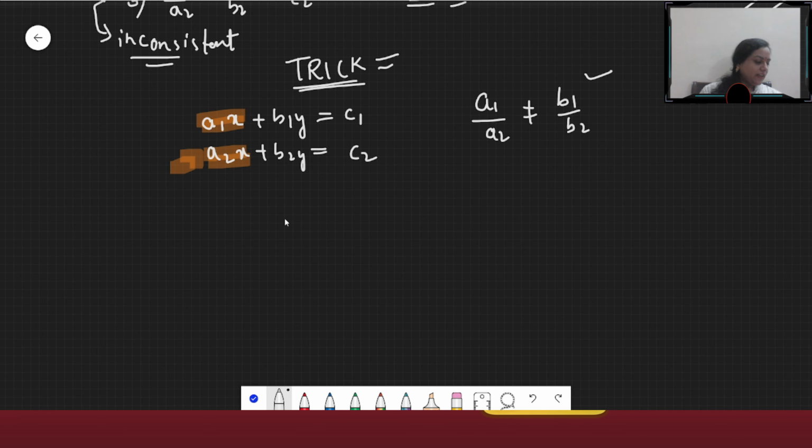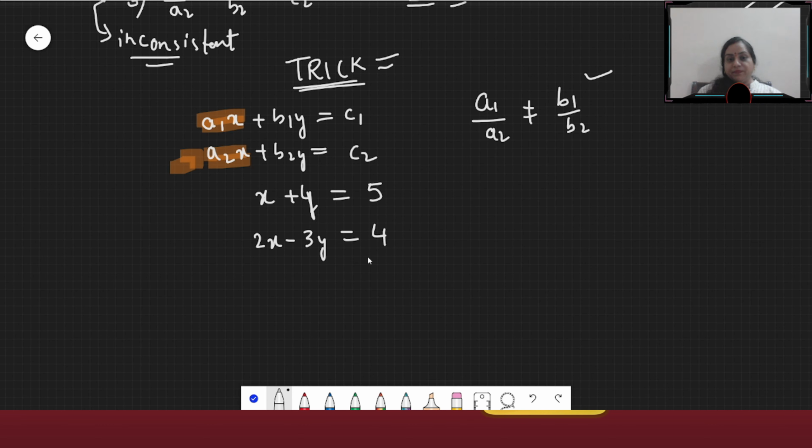For using the trick, let me take one of the examples. Let me take the equation x plus y is equal to 5, and the other equation, let me take it as 2x minus 3y is equal to 4. Suppose these are the equations.